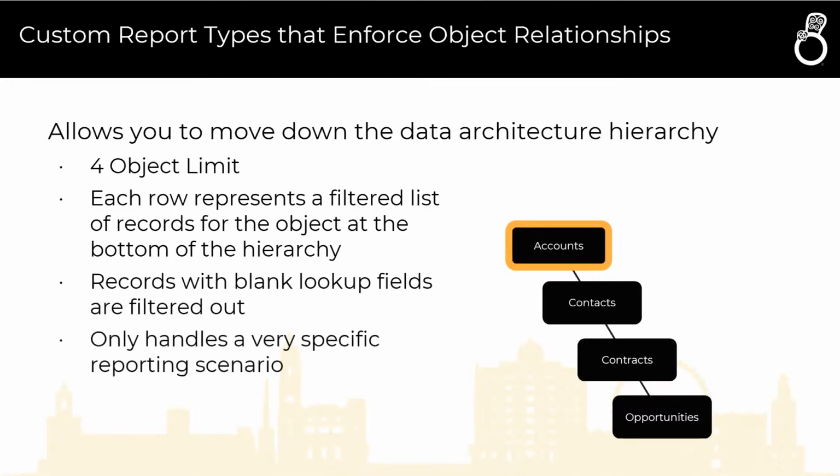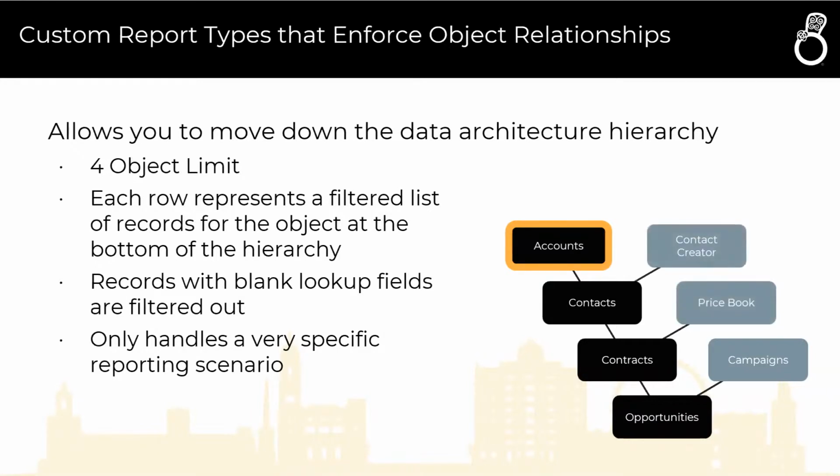Now this only handles a very specific reporting scenario. If you actually wanted to see all of the opportunity records in your org, this report type's not going to give that to you if any of those lookup fields are blank, right? And furthermore, it's kind of difficult using this method to bring in fields from another object. What if you wanted to reference something from the campaign, or maybe from the price book, or I want to know what team the contact creator was on, or who's the manager of the account owner? Those fields are not immediately accessible to you if you're just enforcing objects in your report type.